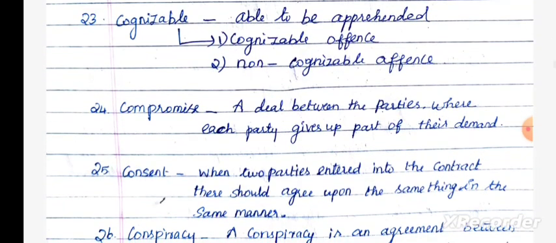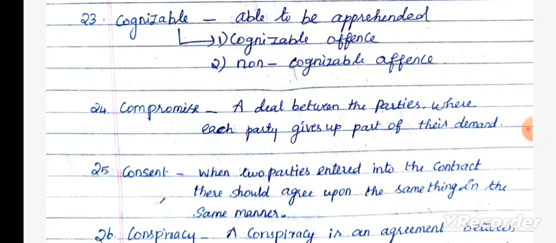Cognizable: able to apprehend. So we have two types of offenses with regard to cognizance. It has two types. First one is cognizable offense, and next one is non-cognizable offense. Compromise: a deal between the parties where each party gives up part of their demand. So it is to compromise between two parties, two persons, like that.